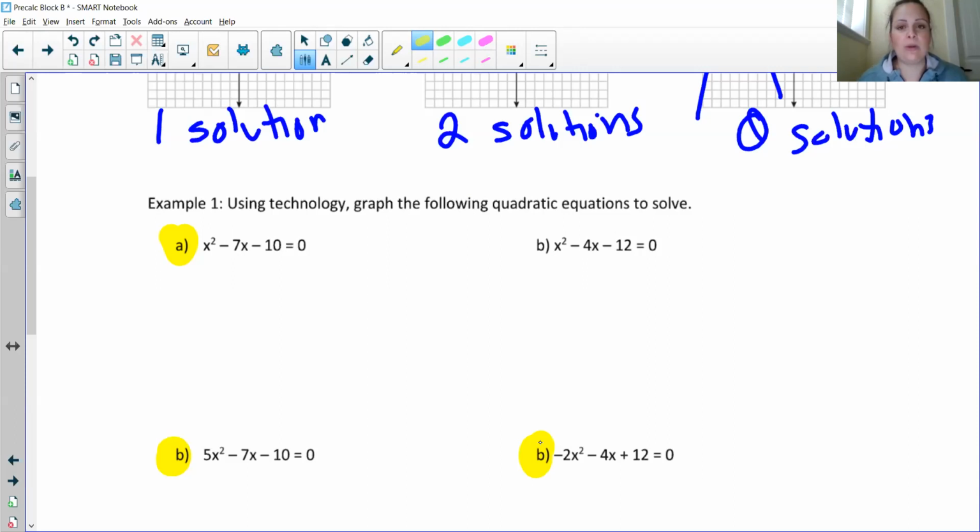And this is when we use either technology to graph it for us, or you use something called the quadratic formula to solve it algebraically. Because this is how to learn it solved by graphing, we're going to solve it by graphing.